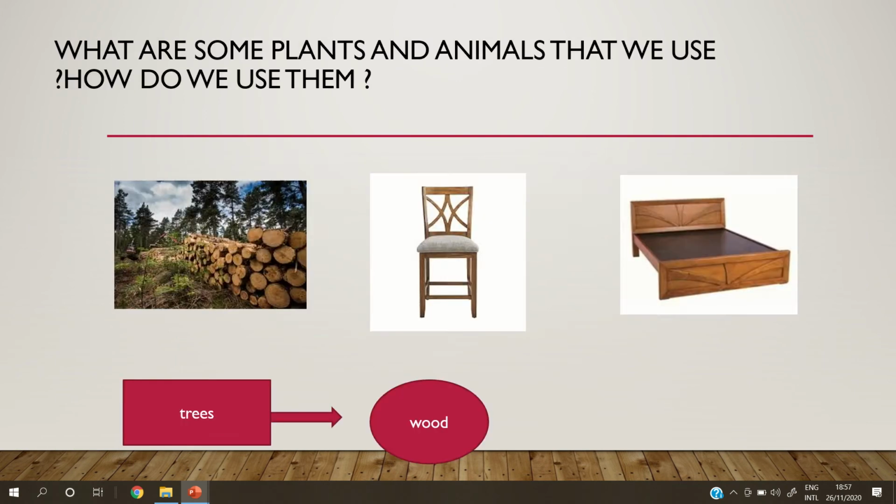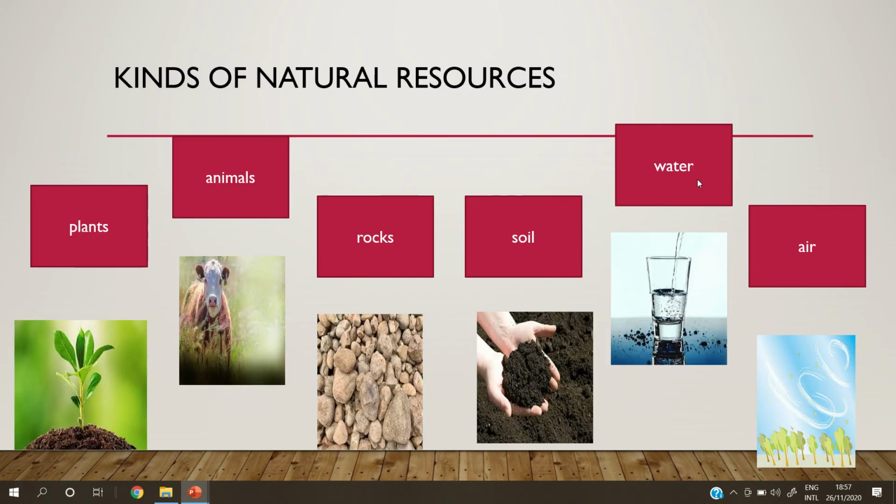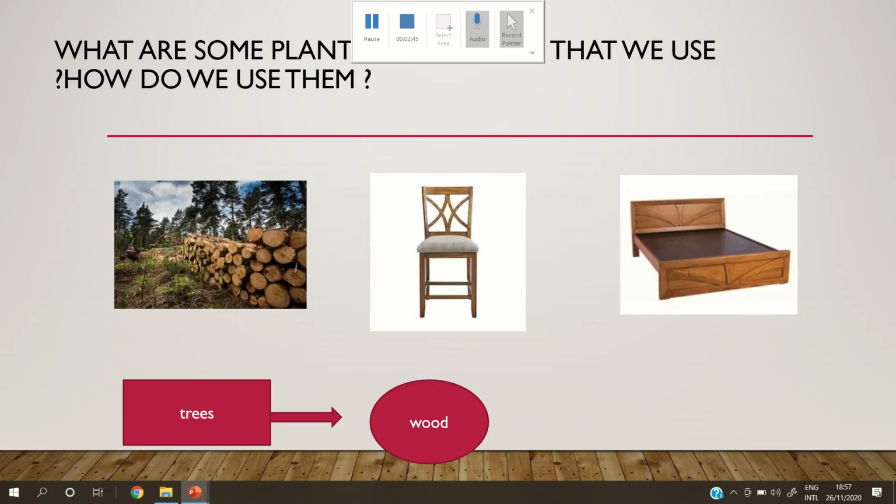So these natural resources are living or non-living. We use living and non-living resources every day, like the animals, plants, rocks, soil, water, and air. All of them are things we use. Okay, grade 1, these things that come from the earth and that people use are called natural resources.